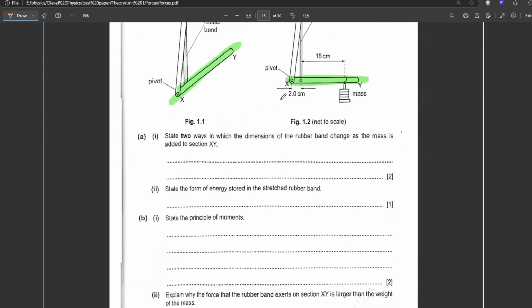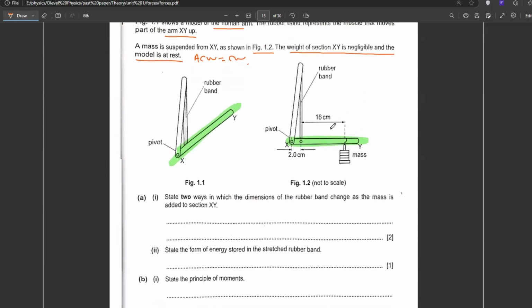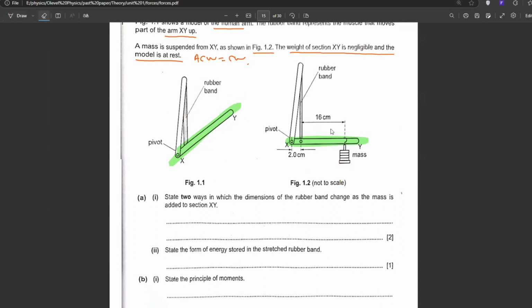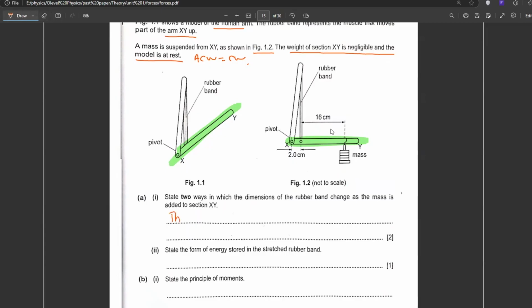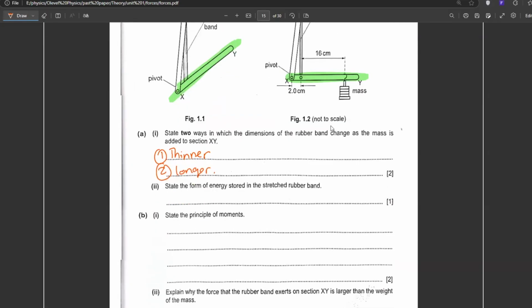State two ways in which the dimensions of the rubber band change as the mass is added to the section XY. If you keep on adding masses here, here, here, here, what will happen? Your rubber band will get thinner and it will stretch and get longer. Simple. State the form of energy stored in the stretched rubber band: elastic potential energy. Elastic potential energy. State principle of conservation of moments.